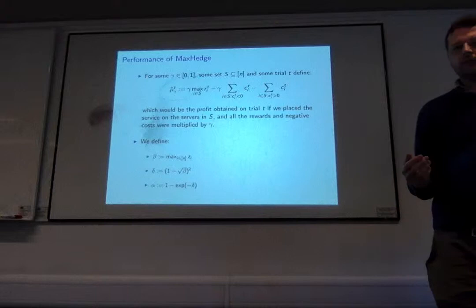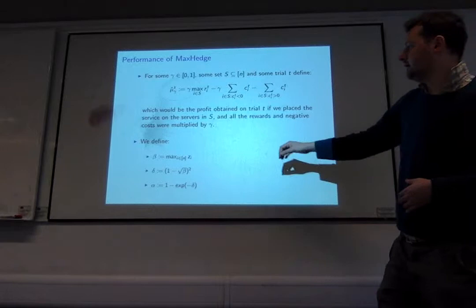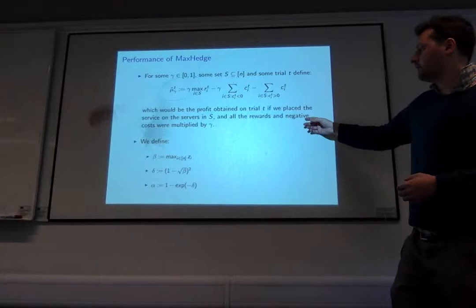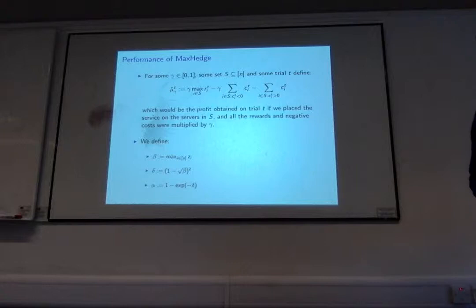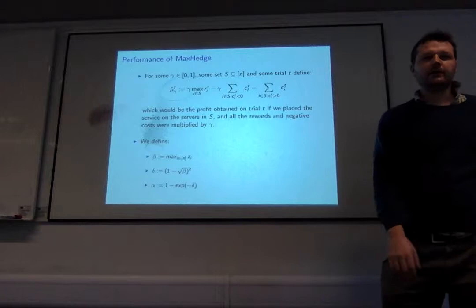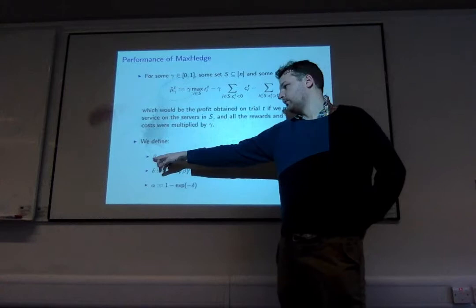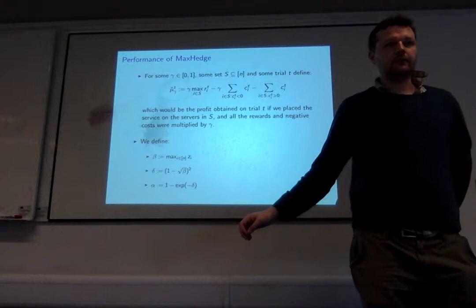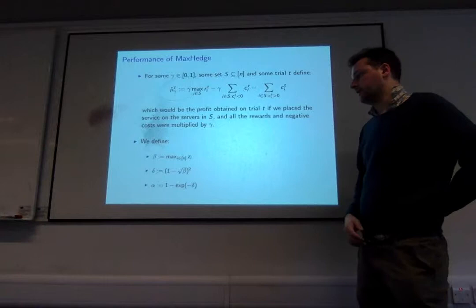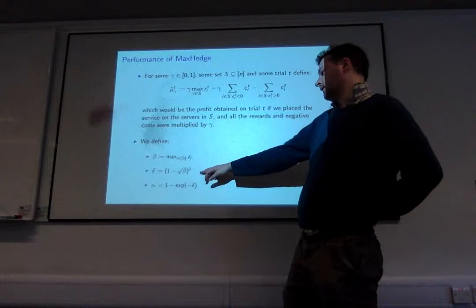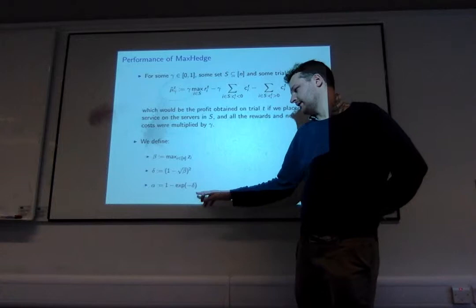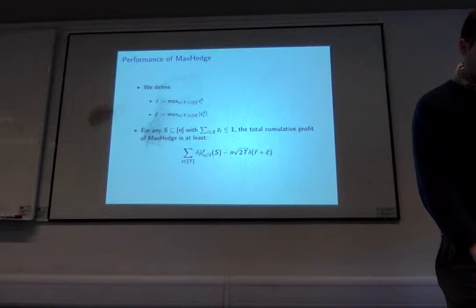So if we place the service on the servers in the set S, and then multiply all the rewards and negative costs by gamma, then you get the gamma discounted profit. We define these quantities. Firstly, for simplicity, we're assuming beta is lower than 1, which is the maximum energy. Although in our AISTATS paper we will explain how to handle the case when beta is equal to 1. That's not in the arXiv version, but it will be in the AISTATS version. We also have delta and alpha equal to these, but you don't need to remember them.